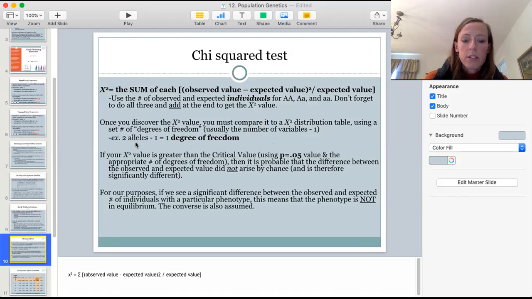Okay, so we have 2 alleles, dominant and recessive, and so we subtract 1, and so we usually use 1 degree of freedom for this, okay? And then if your chi-squared value, like we did before, is greater than the critical value, which we look at using a p of 0.05 and 1 degree of freedom, then it's probable that the difference between your observed and expected results did not arise by chance and therefore is significantly different, okay? So if we see a significant difference between the observed and the expected results, then this probably means that the phenotype is not in equilibrium, okay, for whatever reason.